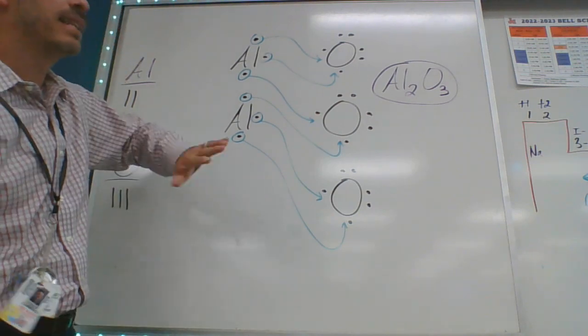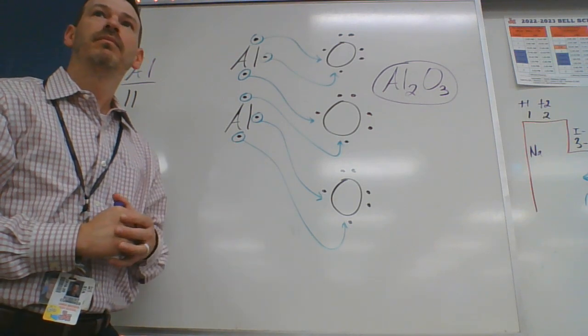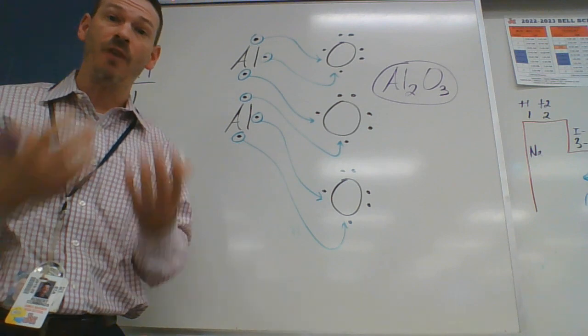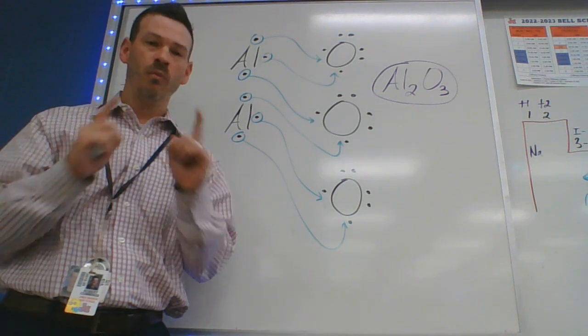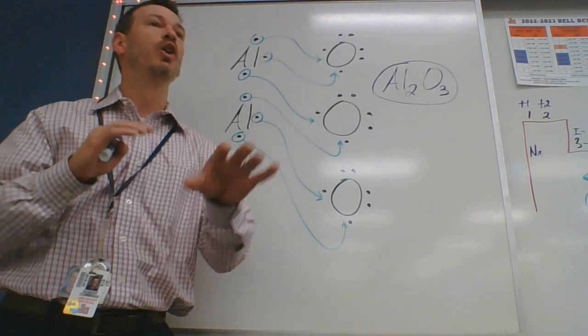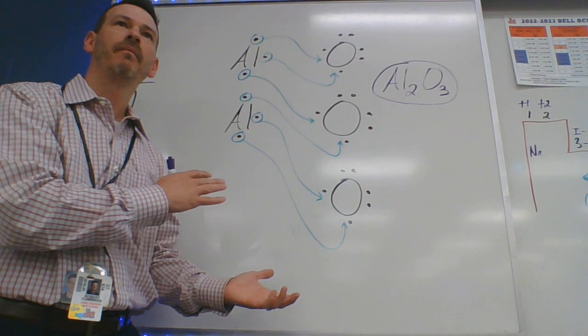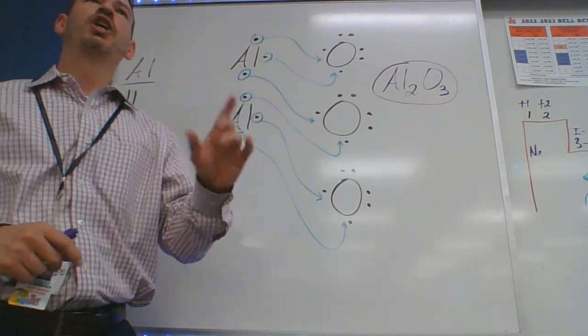Why? Because of the dots, right? That's why. There's no other way for them to bond together without falling apart. So sodium and chlorine, 1 to 1, and we proved why. Aluminum and oxygen, 2 to 3, and we've proved why. The octet rule.